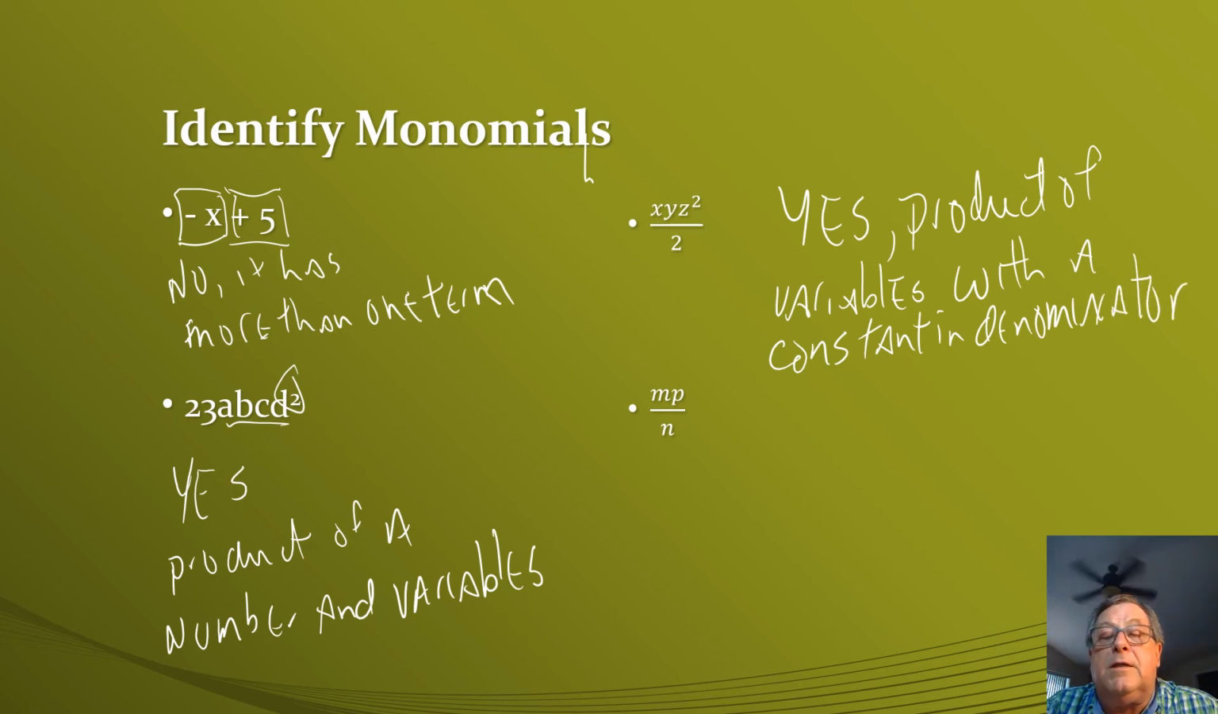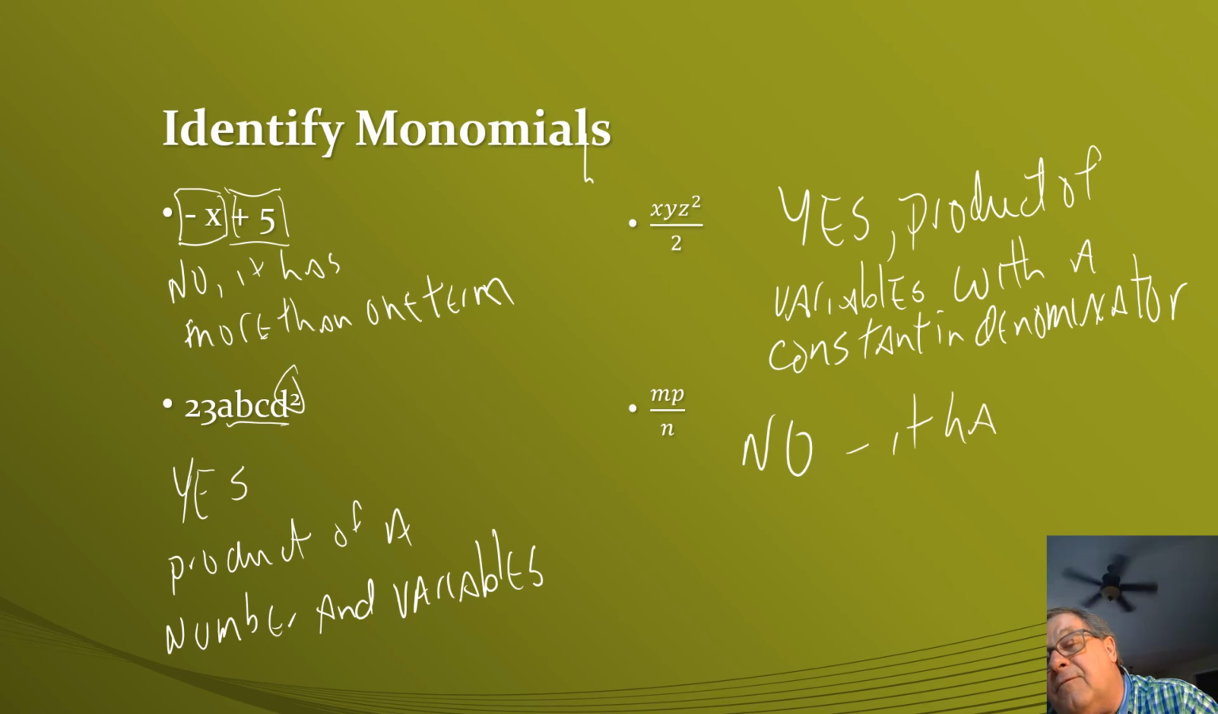Now, the one below that's a little bit different. Here we got MP in the numerator and a variable n in the denominator, but that n is not a constant. And so therefore, no, this is not a monomial. And why? It has a variable in the denominator.